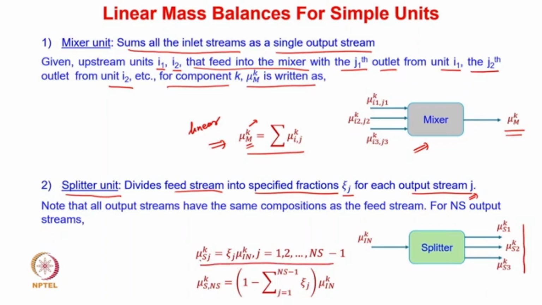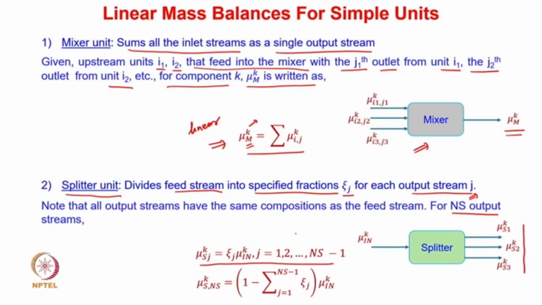Here mu Sj K is the molar flow rate of the jth stream for component K coming out from the splitter, and that equals zeta j, the split fraction, multiplied by mu In K. Here mu In K is the molar flow rate of the input for the kth component, multiplied by the corresponding split fraction, and that gives the molar flow rate of the outlet stream j. There are a total of ns output streams.